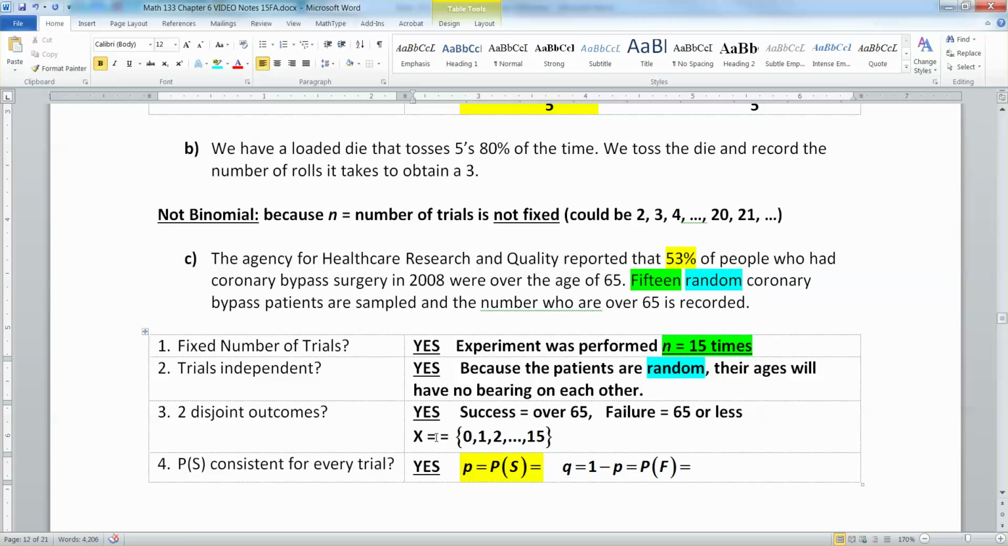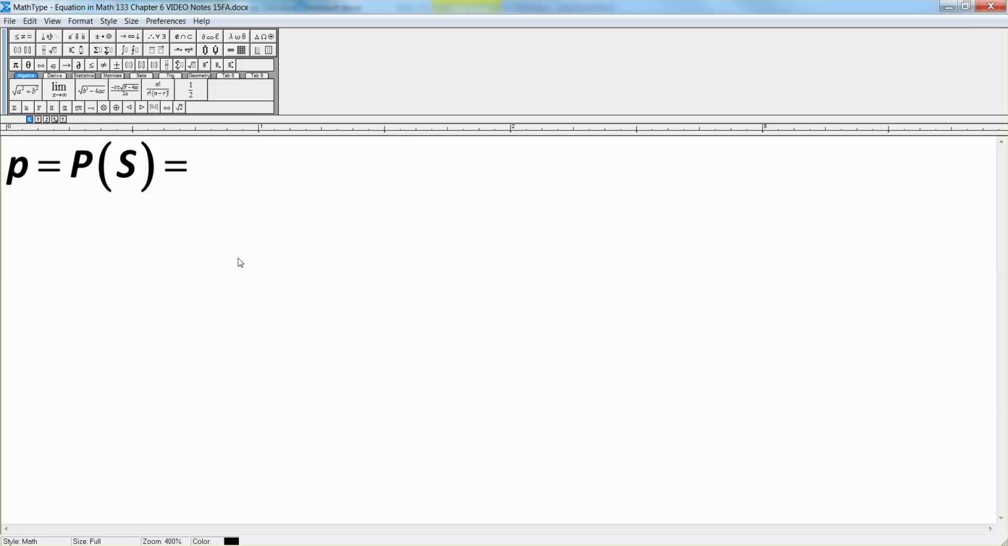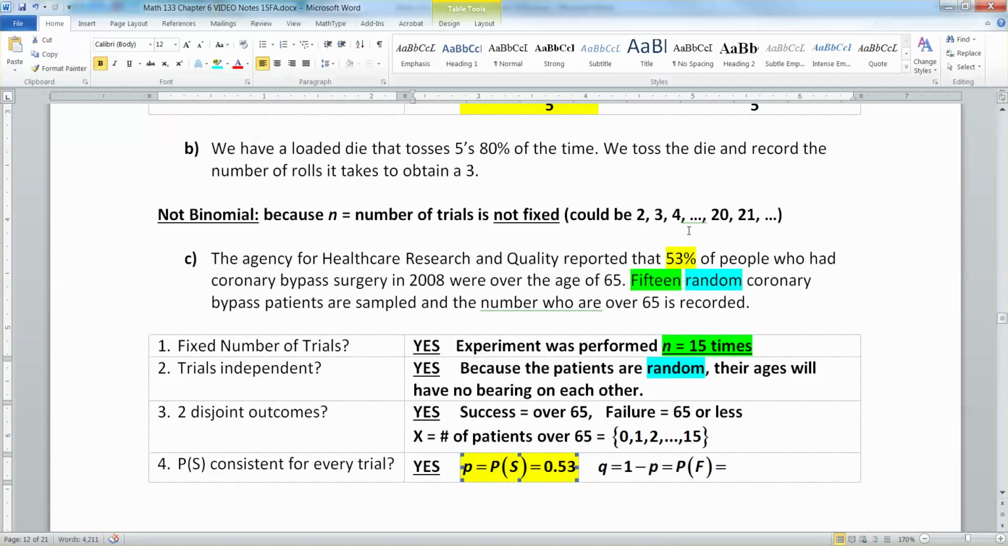All right, now what is X? X is the number of patients over 65, because over 65 is our success. Now we could have 0 patients over 65, 1 patient over 65, all the way up to all 15 of them over 65. Right? And so realize the potency of what you're doing here. You're changing something from a qualitative variable, over 65, under 65, which is a yes, no, success, fail thing, into a quantitative variable, numbers, right? That's very, very potent.